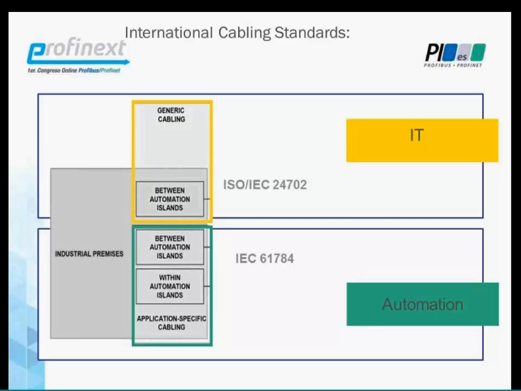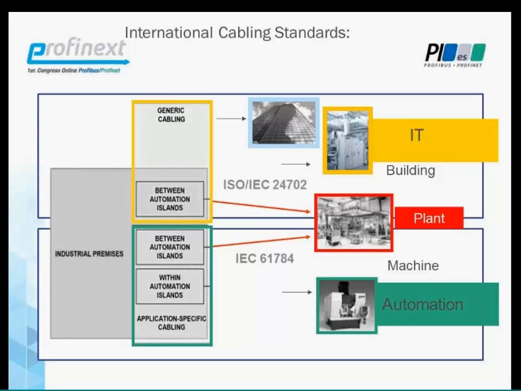But if you look at this picture, you see that there are two industrial parts between automation islands where you can use both standards, and this is a very problematic situation because two standardization organizations think that they are responsible for this area in industry. And there, for the plant, it looks like as if you can use both standards.